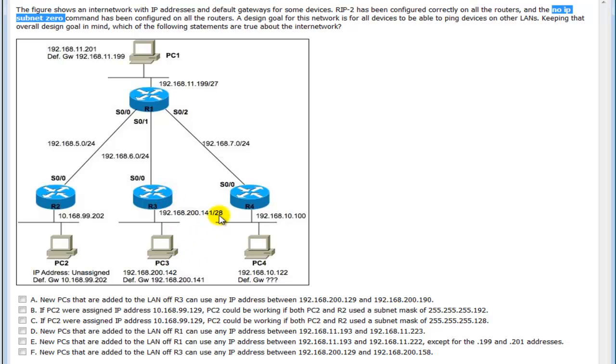You want to identify the subnet mask here. It gives us a /28. So their network is 192.168.200 and the IP address is 141. When you do your subnetting and figure out which network they're in, the address has to be within that network. That's what you would configure PC3 with, or any PC that connects to this router.